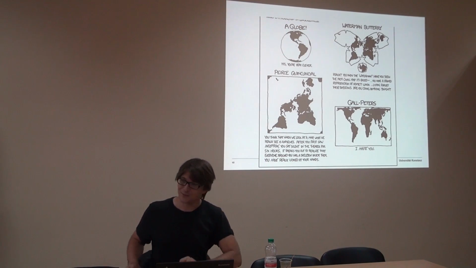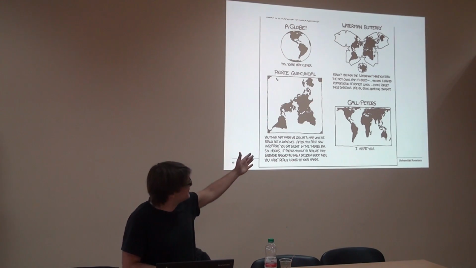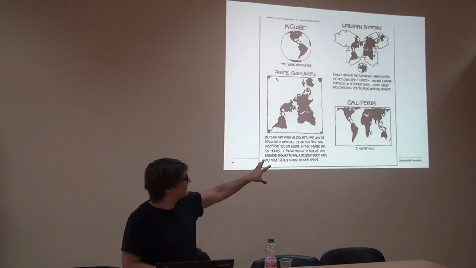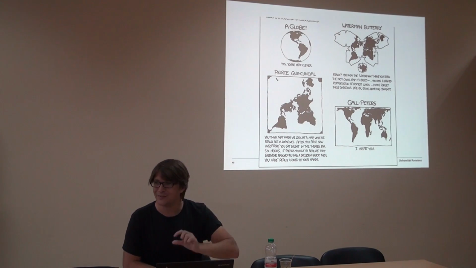The Gauss-Peters projection is supposed to be one of the best. Here you see the real areas: Africa is a really huge continent and Europe is really, really small.